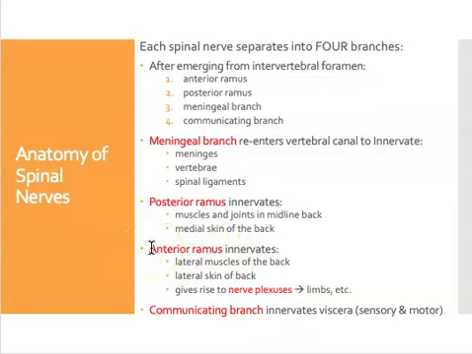The anterior ramus is going to innervate the lateral muscles of the back, the lateral skin of the back, and it's also going to give rise to what we call nerve plexuses. And I'll talk about these in a little bit of detail next. It's the nerve plexuses that are going to send nerves out into the limbs. So the anterior ramus, that branch that comes off of each spinal nerve, is what eventually innervates our limbs.